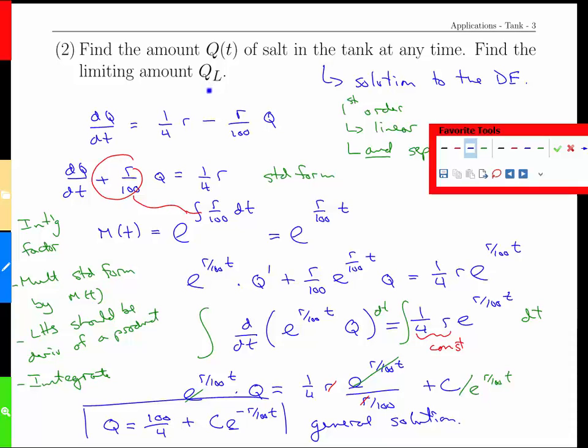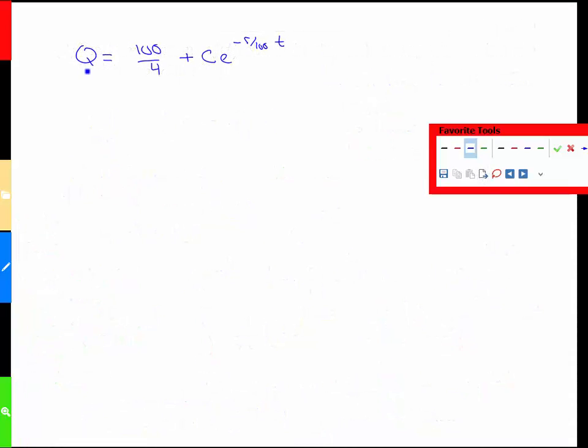However, because we have an application environment here, we can actually go a bit further and find the limiting amount Q_L. In other words, what does the level of salt go to in the long run? Well, if Q is given by this formula in the general solution, then as t goes to infinity, C e to the minus r over 100 times t is a negative exponential, and r is a flow rate, so it's positive. This whole thing is going to head towards 0. So Q is going to head towards 100 over 4, which is 25 kilograms.